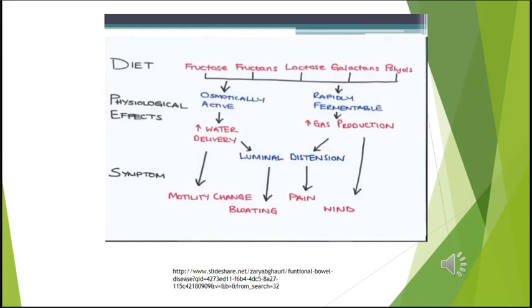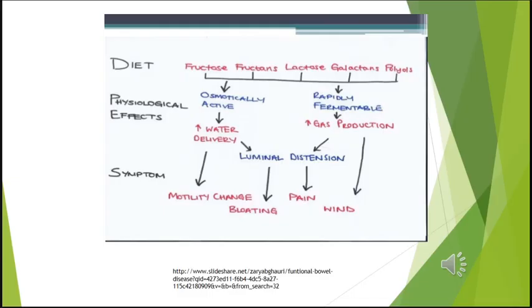Although all forms of functional gastrointestinal disorders have some sort of luminal distension that occurs with them, in IBS, the luminal distension gives abnormal visceral sensory input to the individual. So when we look at this here, we talked about diet a minute ago. Foods such as fructose and fructans, lactose, galactans, and polyols all tend to be either osmotically very active or rapidly fermentable.